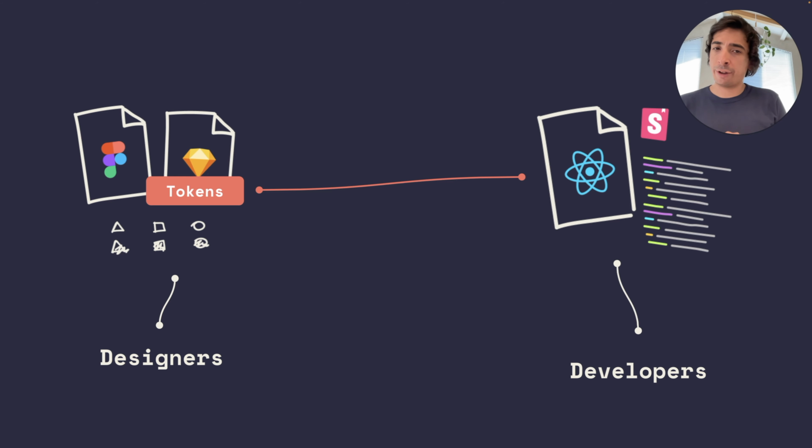Most design tools have some sort of API or access to the underlying data of the design. So you can build some sort of script that looks at that data and converts it into whatever code you prefer. With this use case, you have full control over the workflow.